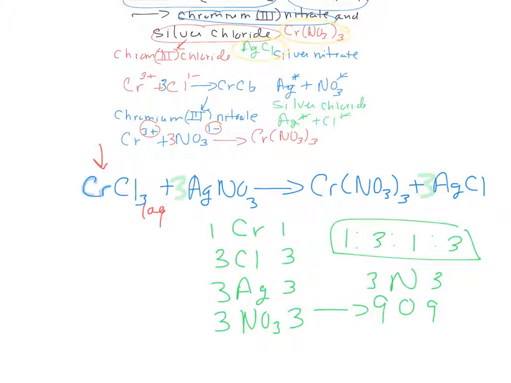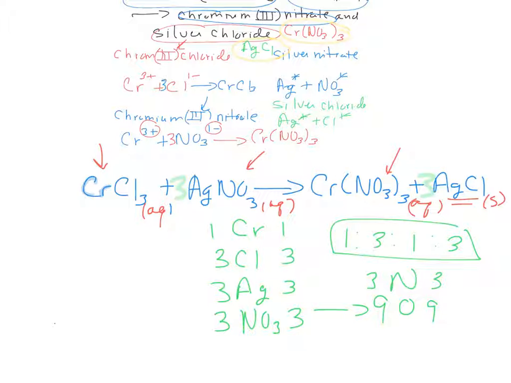We're going to go back a little bit to make sure that you heard that correctly. The chromium 3 chloride is a chloride, and it's not with the exceptions of mercury, silver, or lead. So that is aqueous. The silver nitrate is a nitrate, so that is aqueous. The chromium 3 nitrate is a nitrate, and that is aqueous. But the silver chloride is a chloride, but it's with the exception silver, so that is a solid, and that is our precipitate.